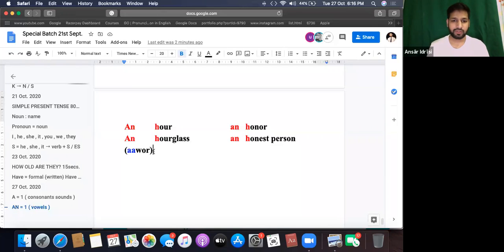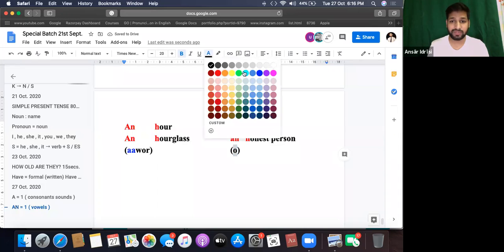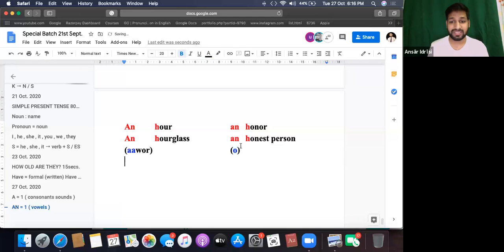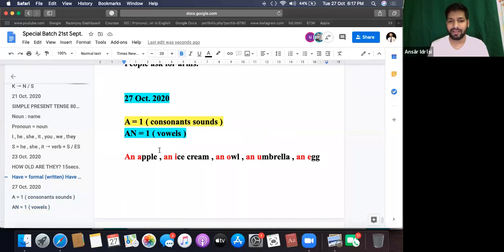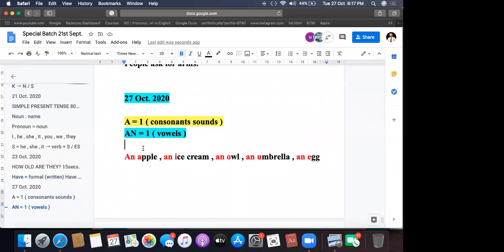Sorry. So here the sound is coming: an hour, an hourglass. Same case in these: an honor, an honest person. The sound coming is o, and o is a vowel. And for vowels, we use an.